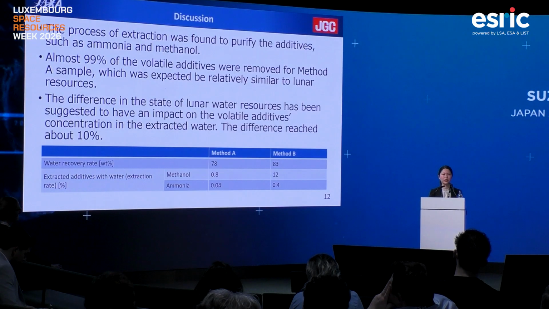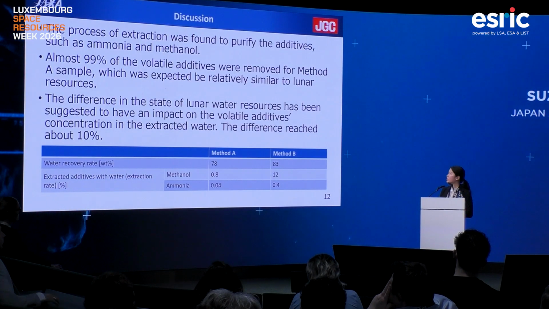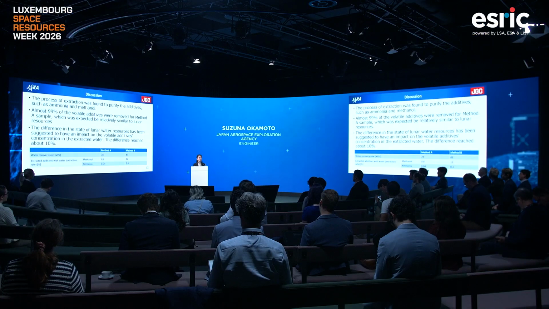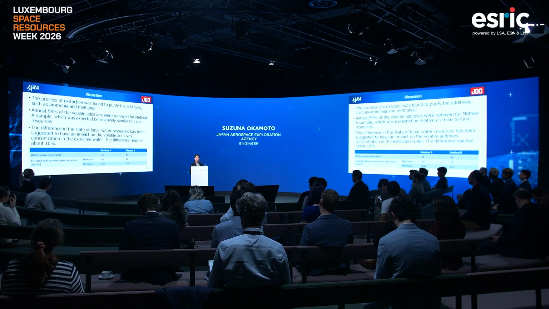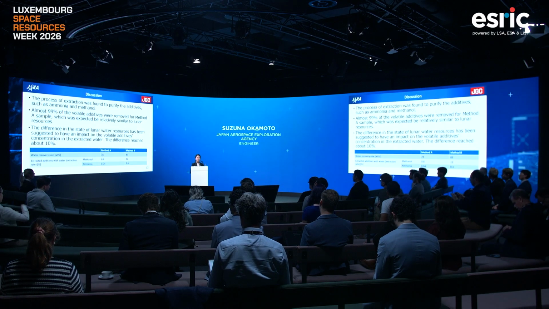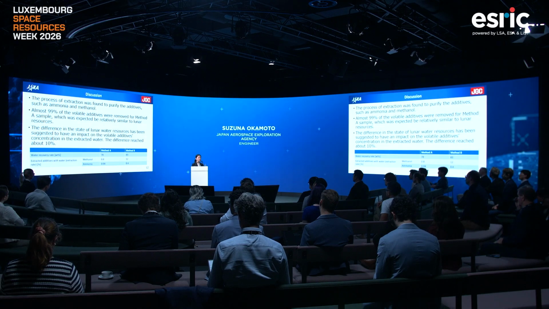So here is what we can infer from the results. We successfully found that the extraction process purified the additives such as ammonia and methanol, and almost 99% of volatile additives were removed for the method A sample, which was expected to be relatively similar to lunar resources. And the difference in the state of lunar water resources has been suggested to have an impact on volatile additive concentration in the extracted water. We can see that the difference reached about 10%.